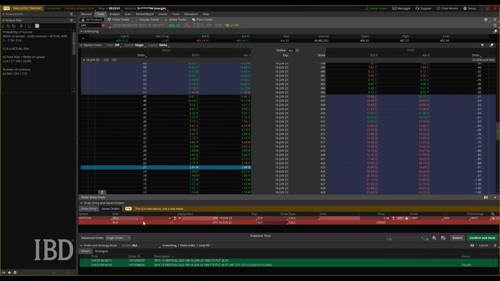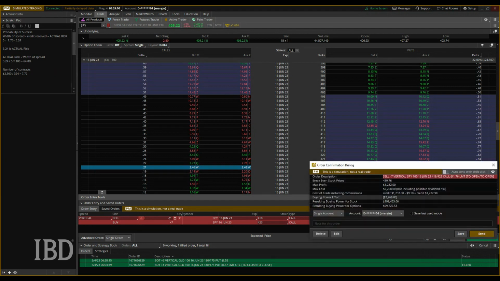So let's change the number of contracts here. I'm going to raise that number up to 7. And then let's go back over to confirm and send. We can see our numbers again. So again, the actual risk, and it's not going to be exact, but it's pretty close. And then that break even. I also like the profit there. So that's our max loss, our profit. We're just risking that roughly $2,500 to make that 1,200 plus.